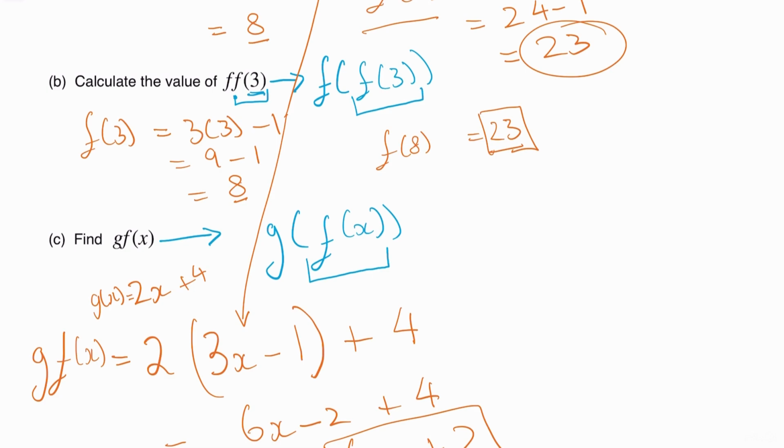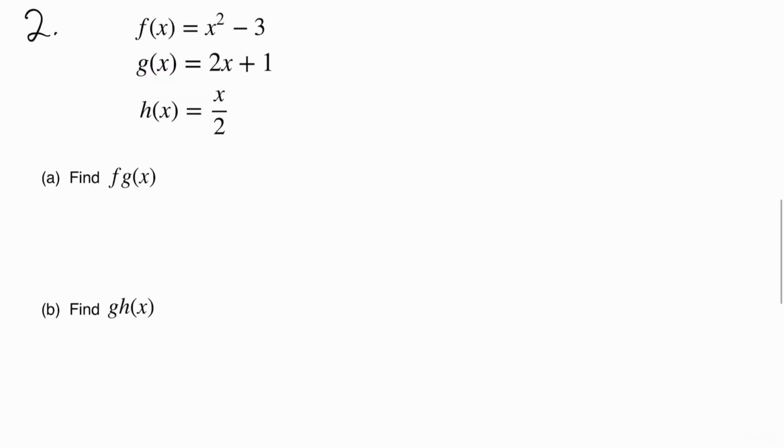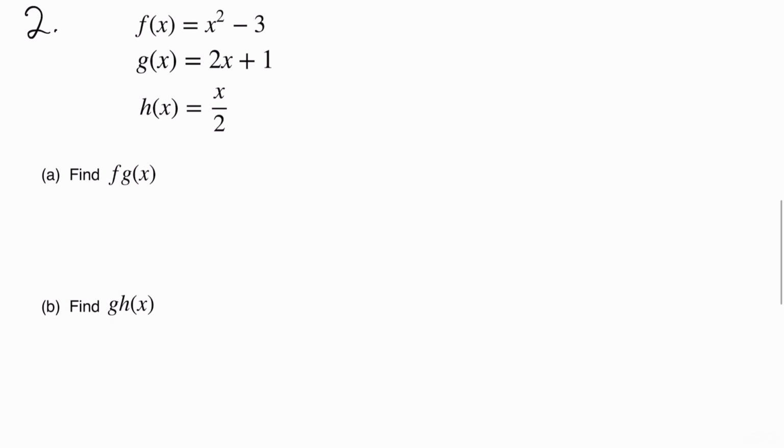And I just write this number here instead. Okay, now moving on to question number 2. It says find f(g(x)). So the first thing we want to do is write this out as f brackets g x close brackets. This means plug the g function in and replace the values of x in the f function.